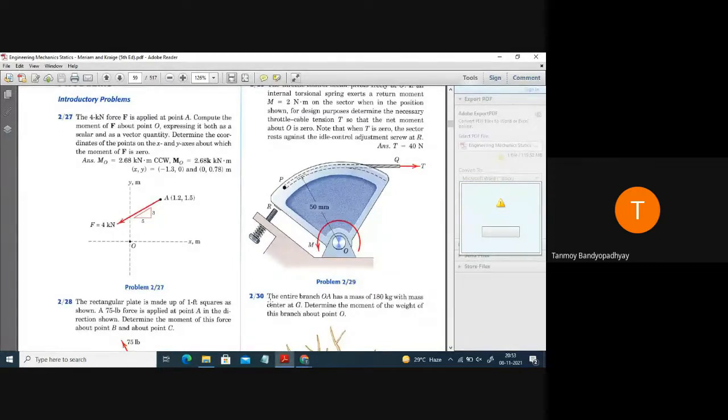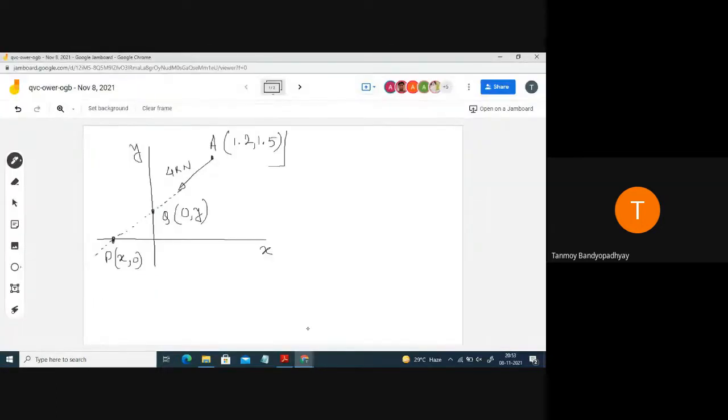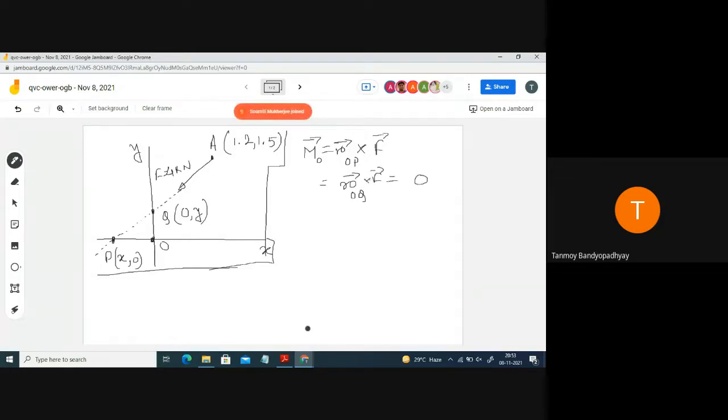So let's calculate the moment of the force. So the moment of the force, this is vector F. So the moment of the force, we can write it as M_O, that is equal to, so this is O, so this is r_OP cross vector F. Similarly, the same answer we can get using r_OQ cross F. So this has to be 0.